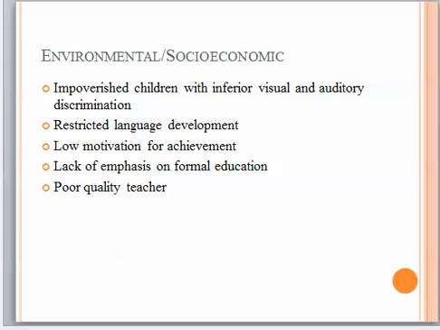Environmental and socioeconomic factors include those impoverished children who have inferior visual and auditory discrimination, mainly because they have not been exposed to language, to text. They haven't had someone that will have a conversation with them, so they have not experienced language. Their language development is very restricted as a result of this.